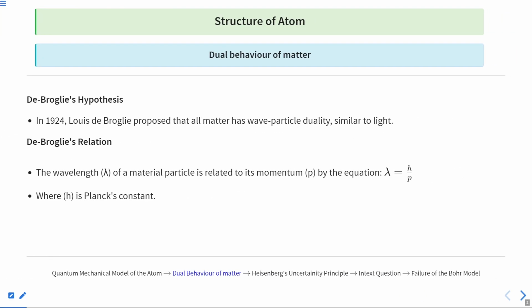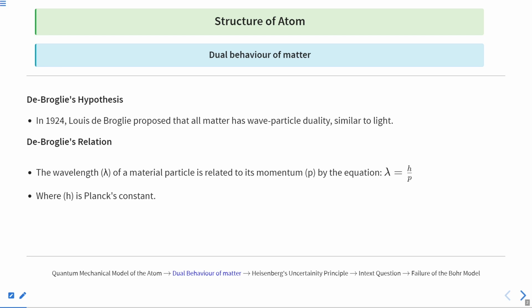de Broglie was the one who gave this wave particle duality, and he gave the equation lambda is equal to h by p to associate the wavelength of the particle with the momentum. Here p is the momentum and lambda is the wavelength. h is our Planck's constant. We know it very well.